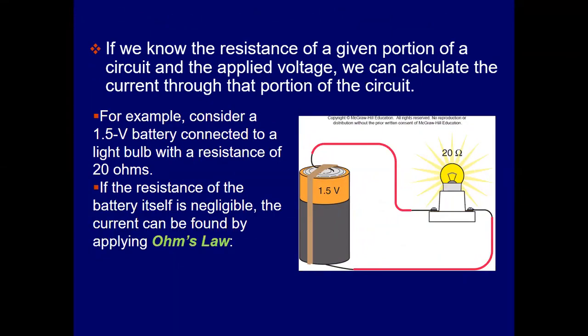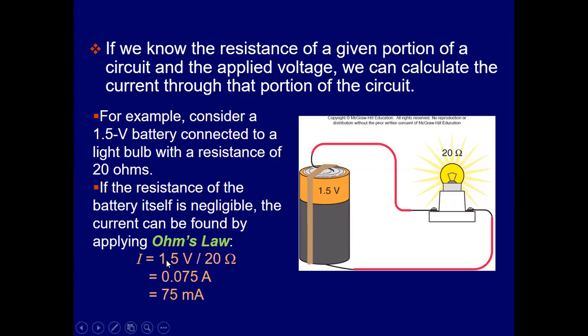So we can use Ohm's law here. Current is equal to voltage divided by resistance. In this circuit, the voltage across the bulb is 1.5 volts and we divide it by the resistance, which is 20 ohms. So 1.5 volts divided by 20 ohms is 0.075 amps, or 75 milliamps. If you multiply amps by 10 to the power 3, it's milliamps. So 1 ampere is 1000 milliamps.